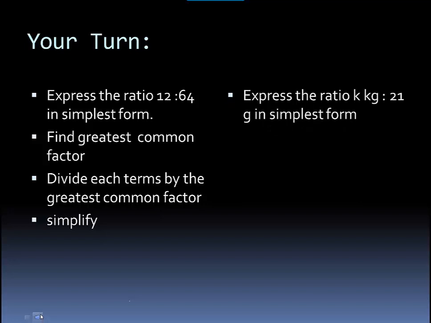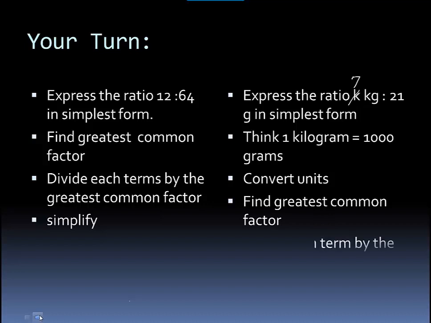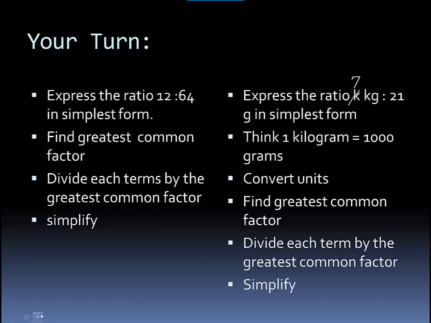Now express the ratio 7 kilograms to 21 grams in simplest form. Think: 1 kilogram equals 1,000 grams. Convert the units. Find the greatest common factor. Divide each term by the greatest common factor to simplify. Again, pause the video and complete this.